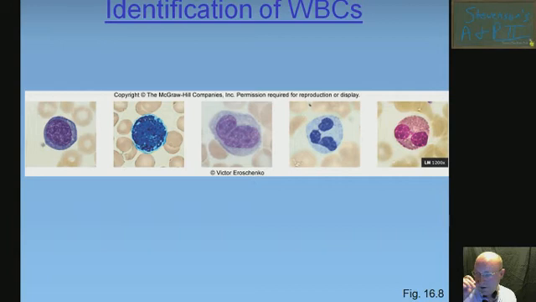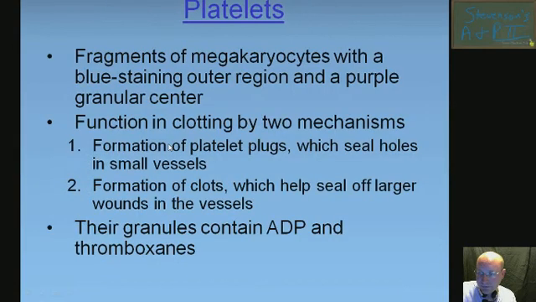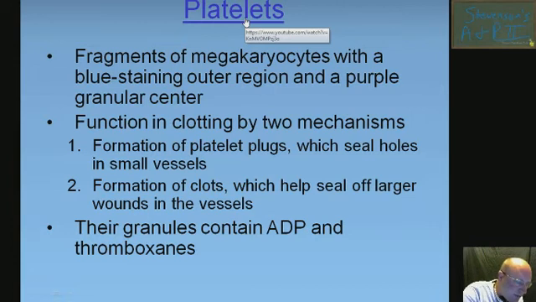Identifying white blood cells. I got another video on that, but my internet is not working at its highest. I want you to watch that. There's a link there on the PowerPoint for you to download, and that'll send you to a really good video there. Okay, platelets. There's also another video here. So make a note of it.